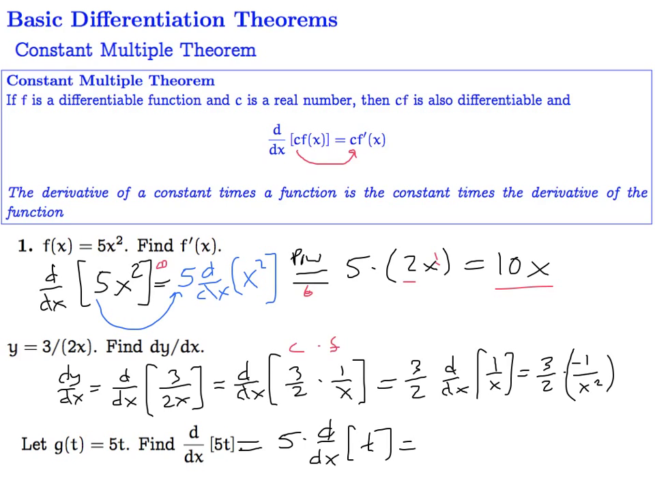Some of you might think that the derivative is 1, but let's look closely here. Our variable is t, but we're taking the derivative with respect to x. So what does this mean? This means x is a variable and t is just a constant.